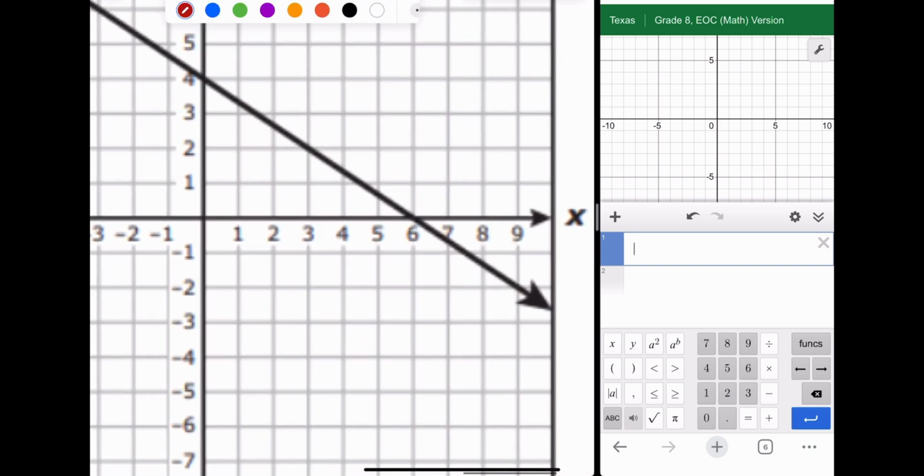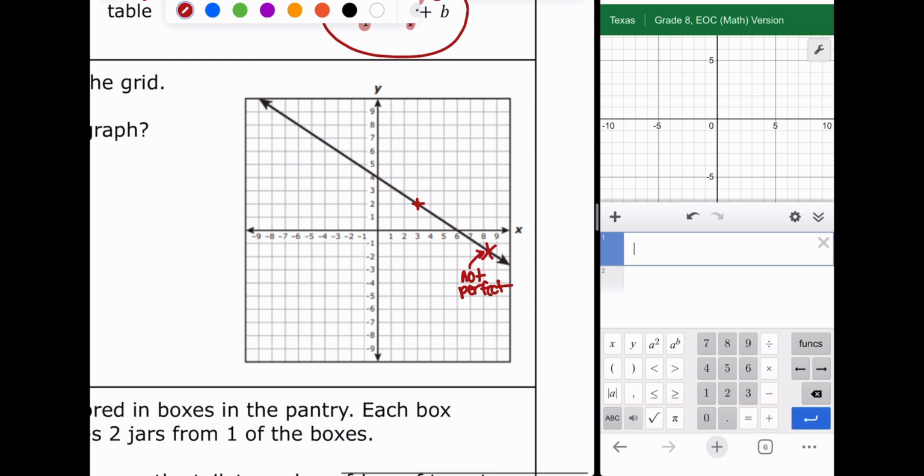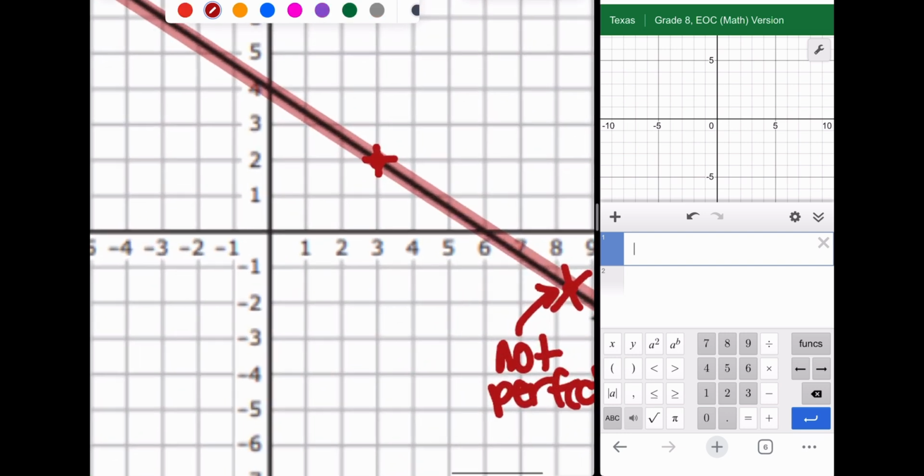Remember, when I talk about perfect points, I do not mean this. This is not perfect, okay? I mean something where it's like right here. It's on that corner, but still on my line. So right here, this line is what we're trying to get points off of. So I have 3 for my x value and 2 for my y value.